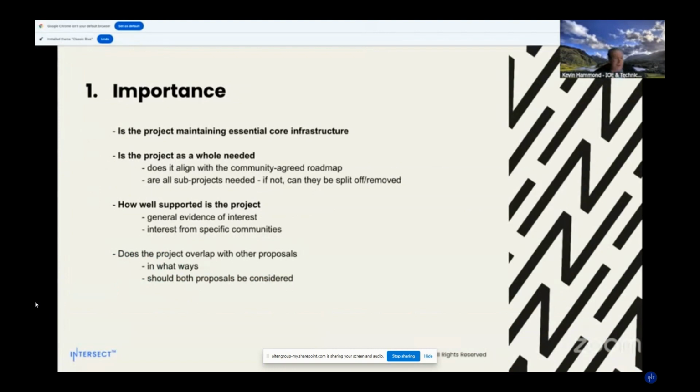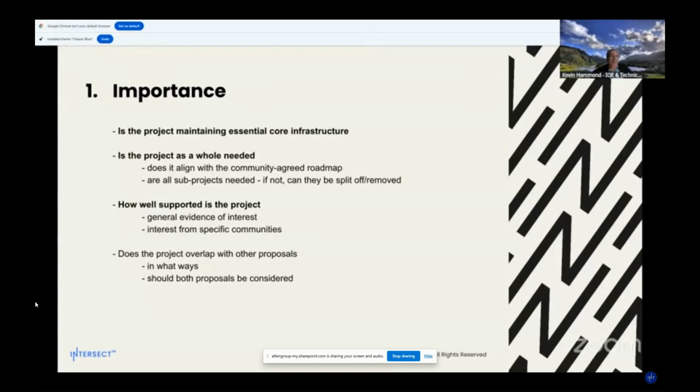What criteria would we expect to apply to any proposal? So first of all, the importance. Is the project maintaining essential core infrastructure? If it is, it's very important. Is the project as a whole needed? So does it align with community agreed roadmap? Are all the sub-projects needed? And do they also align with the community roadmap? Are they considered to be high priority by the community?